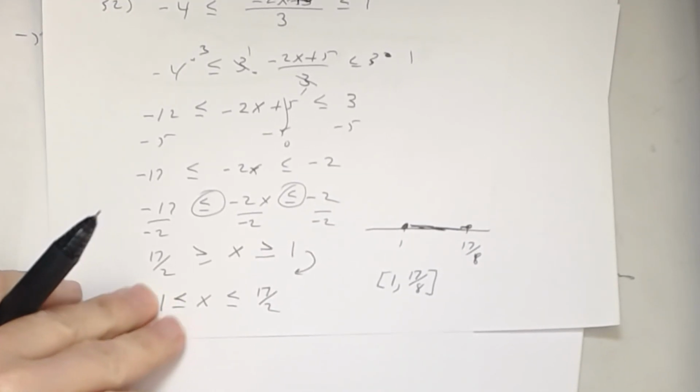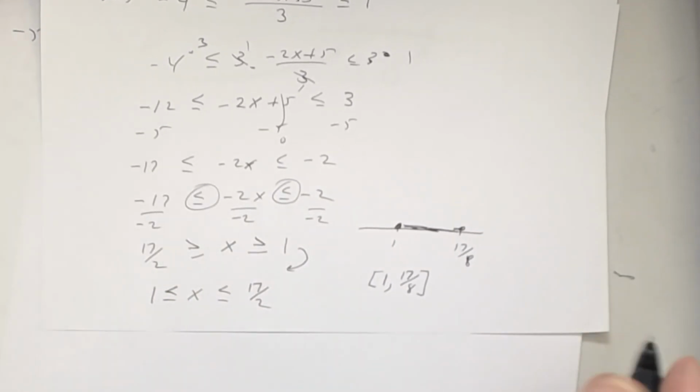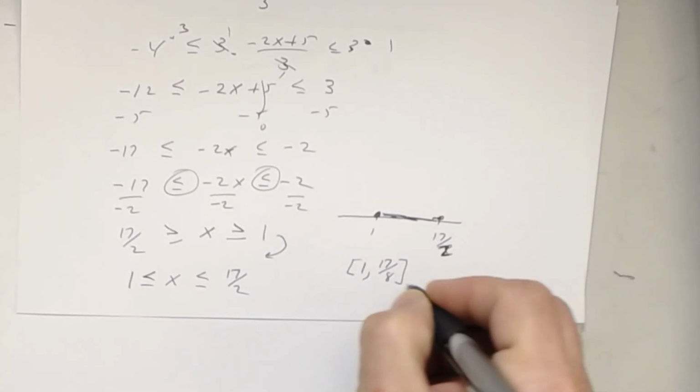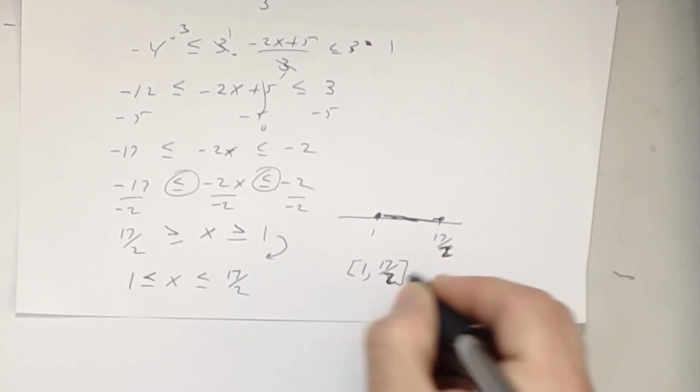Wait, can you go back? What's your question? Did you mean to write 17/8 with the bracket? No, I did not. I meant to put 17 what? 2. 17 halves. Sorry. Thank you. 17 halves.